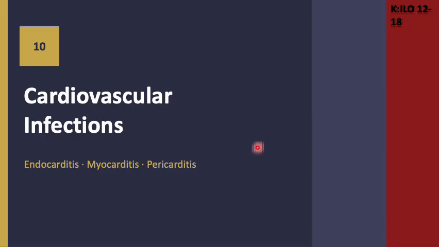Okay, this is going to be the last portion of the combined modules. I'm going to talk about some high yield cardiovascular infections with endocarditis, myocarditis, and pericarditis. And this correlates to Module K, the instructional learning objectives 12 through 18.